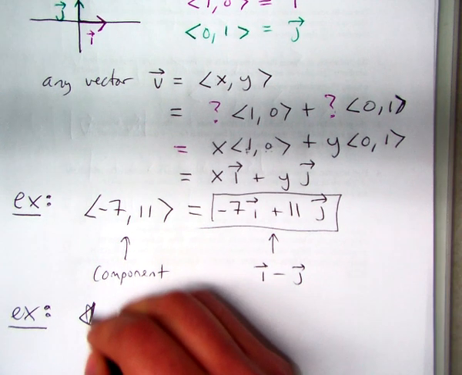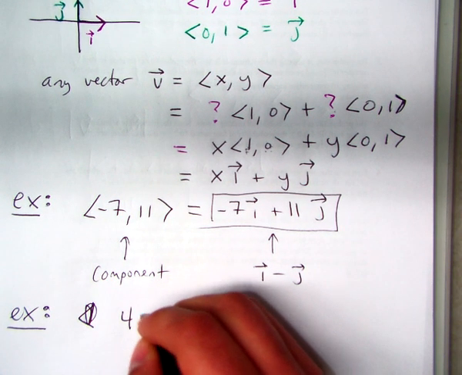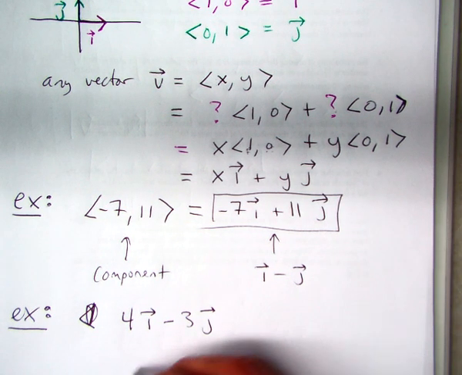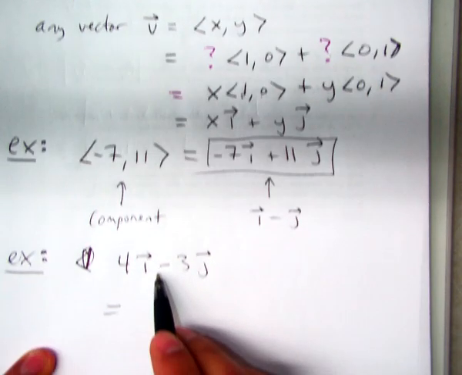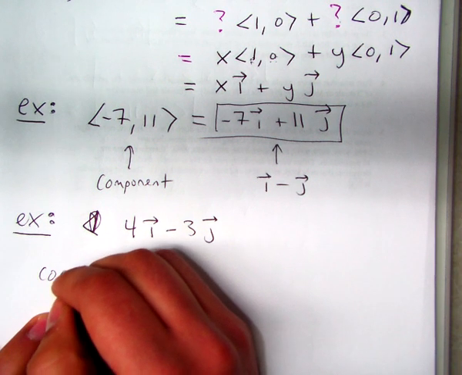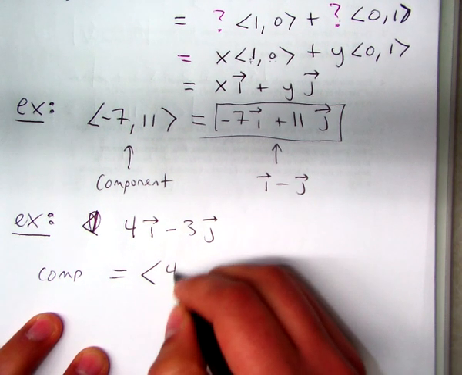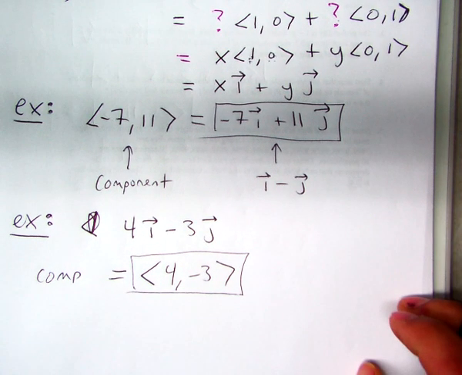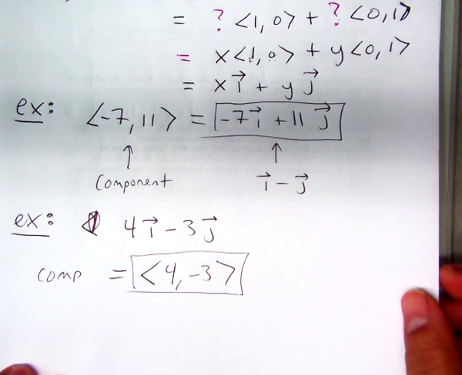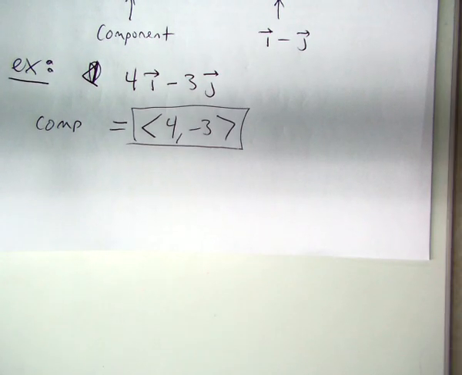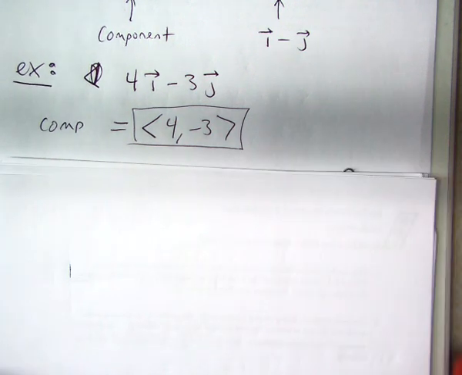Let's start with one like this. What if I have 4i minus 3j? Currently, this is in what format? This is the ij form. In component form, what would it be? 4, negative 3. Done. Piece of cake. We have some, not a lot. It's commonly used notation in engineering. i's and j's.